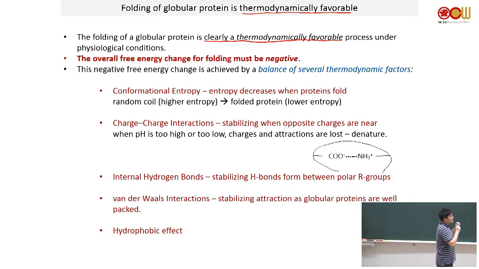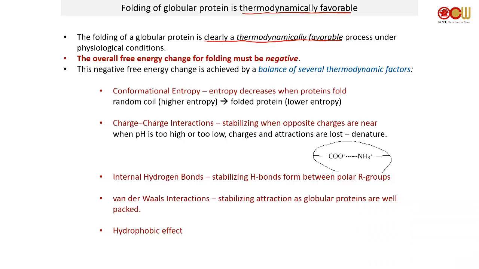Now, what that means is that the overall free energy change for folding must be negative. Okay, this is saying that the delta G of this process is less than 0. Okay, basically that's what it means, right? The energy for folding must be negative in order for this process to occur. Okay, and this negative free energy change is achieved by a balance of several thermodynamic factors.